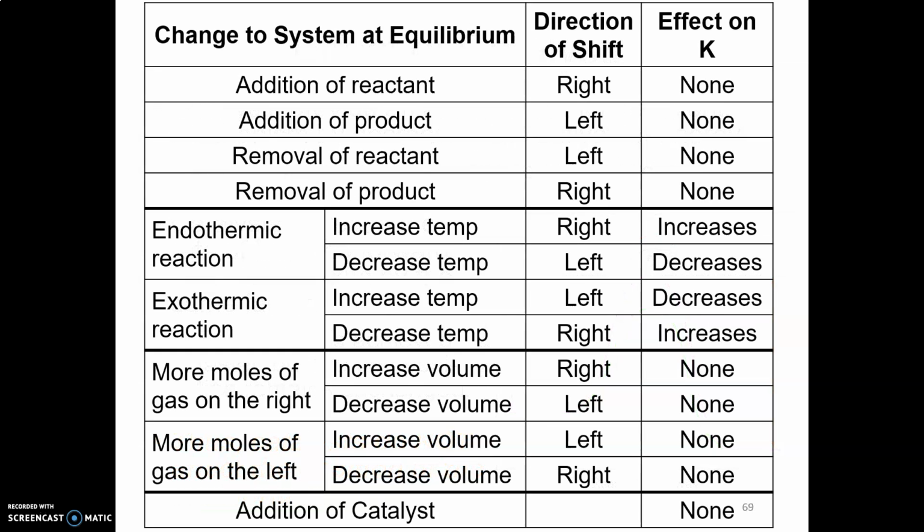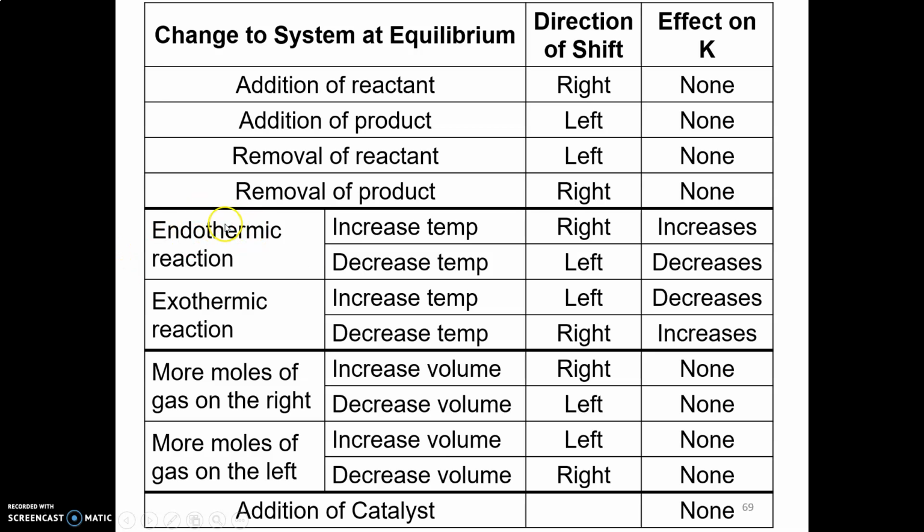Okay. All right. So this is a table that I made for you to help you, right? Notice only one thing has an effect on K, and that is changing the temperature. That's the only thing that affects K. And if you add a reactant, it shifts to the right, away. If you add a product, it shifts to the left, away. If you remove a reactant, it shifts to the left, towards where you removed. If you remove a product, it shifts to the right, towards where you removed.